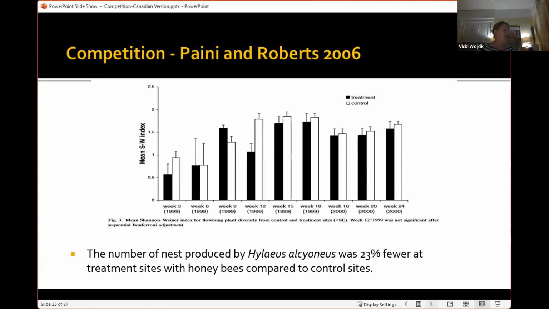And what this study looked at was actual tube nests. So Hylaeus nests in a tube. It looked at the number of cells produced in a tube nest by Hylaeus species when they were in an agricultural field that had honeybee presence versus one that didn't. And they did find that at the sites that had the honeybees in them, there was 23% less nest output by the Hylaeus species. So again, an indicator that there was less reproduction.